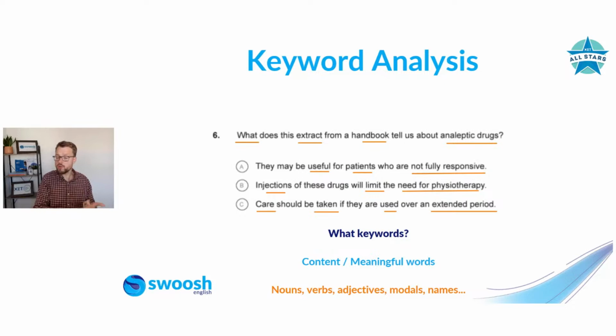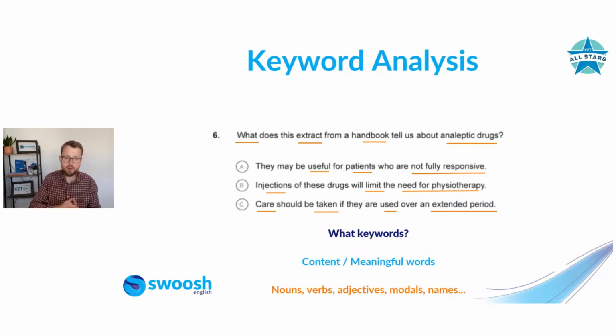Now let's analyze our three answer options. A says they may be useful for patients who are not fully responsive. So we have may. I probably should underline may there as well, guys. So may is a suggestive word. Useful, patients, not fully responsive. Are analeptic drugs referenced in the handbook to be useful for patients who are not fully responsive? Do we find something that says yes or no to confirm that as either the right answer or an incorrect answer?